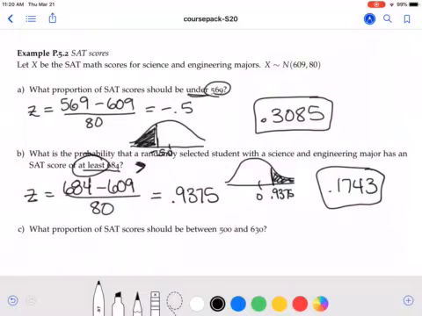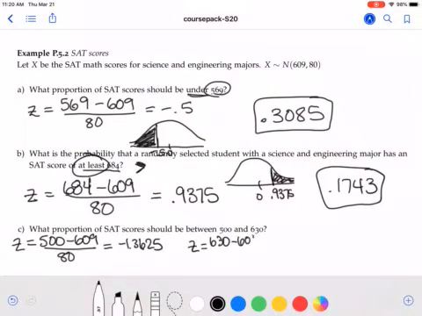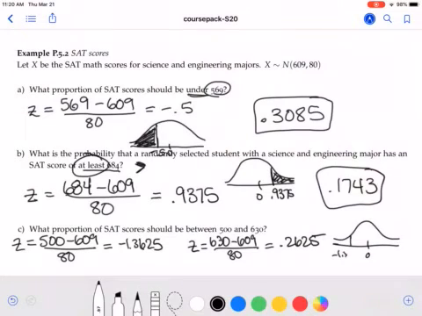And then the last piece, we're looking between the numbers 500 and 630. What you want to do is convert both of those separately to a z-score. So take 500, subtract the mean of 609, divide by 80, and we get negative 1.3625. Do the same with the other number. 630 minus the mean, divided by the standard deviation, and we get 0.2625. So we are, picture-wise, centered at 0, and we're looking between negative 1.3625 and positive 0.2625, and we want to know that area in between them.